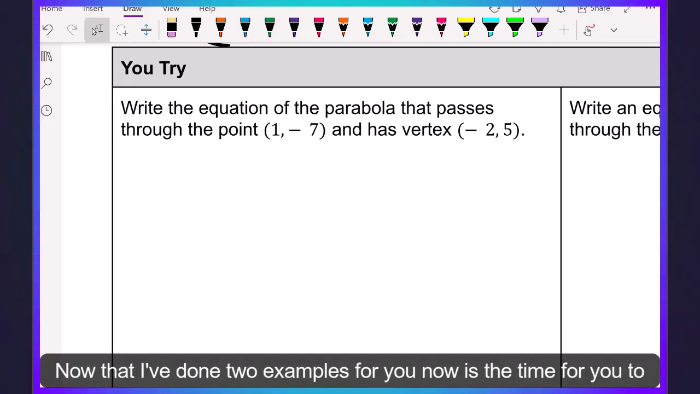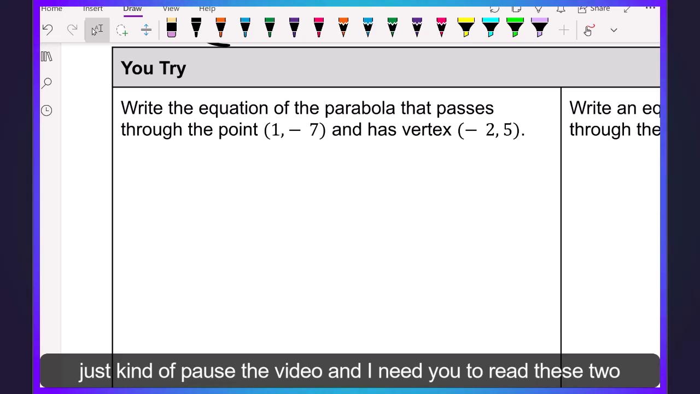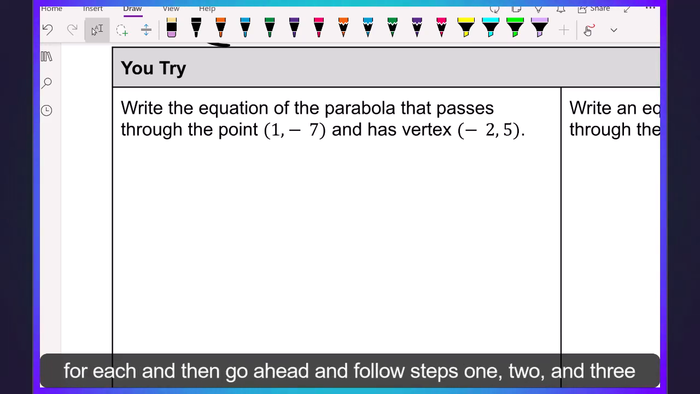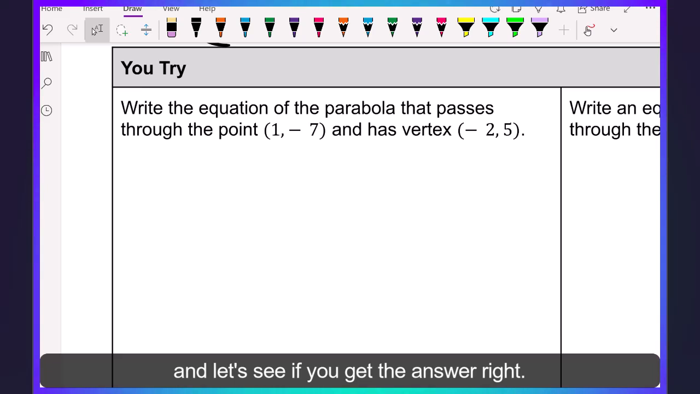Now that I've done 2 examples for you, now's the time for you to just kind of pause the video, and I need you to read these 2 questions, and you need to determine which form you should use for each, and then go ahead and follow steps 1, 2, and 3, and let's see if you get the answer right.